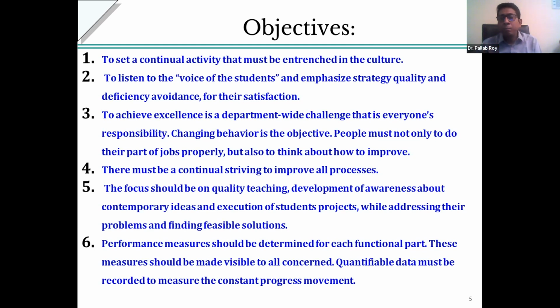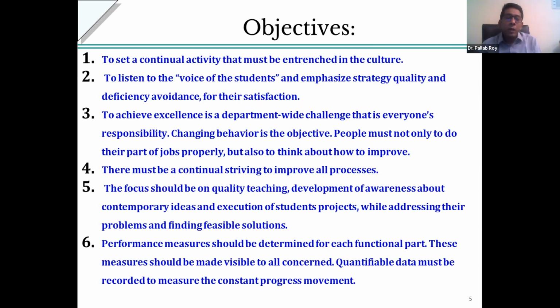And at the same time, to make the students aware about the contemporary ideas, because we know that the demarcation is getting thinner and thinner day by day. It is not only mechanical engineering. Nowadays, data science, IoT, all these things are equally needed for mechanical engineers to know. So contemporary ideas awareness development is another objective.